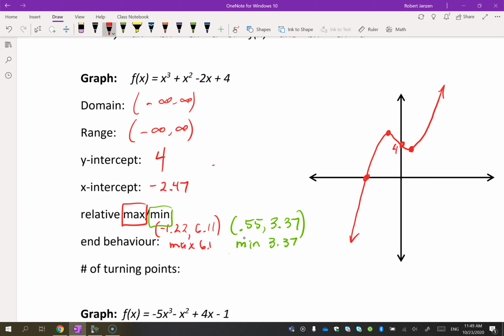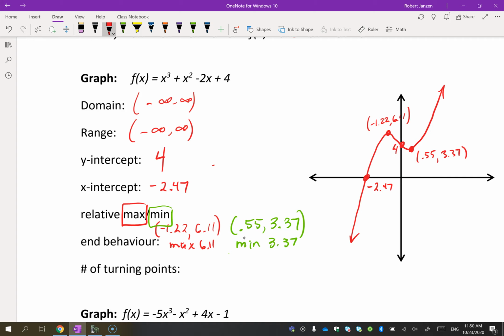Okay, so let's label some of these points. Negative 2.47. This point is negative 1.22, 6.11. This point is 0.55, 3.37. I'm using 2 decimals every time. Unless it tells you something different, that's fine. Okay.